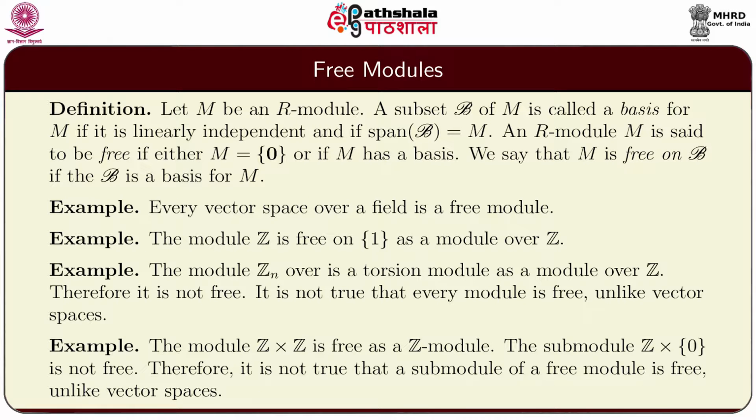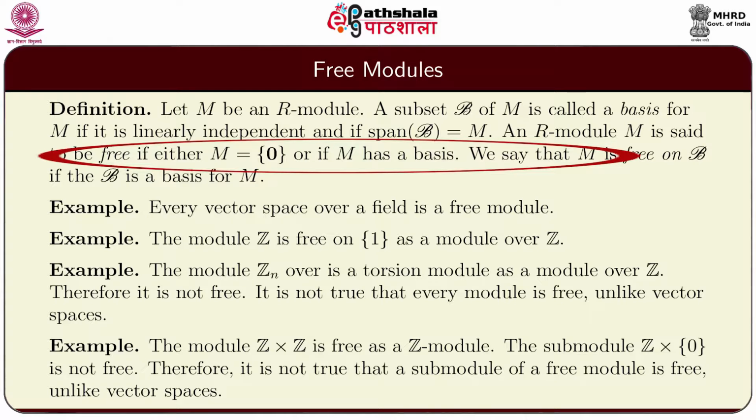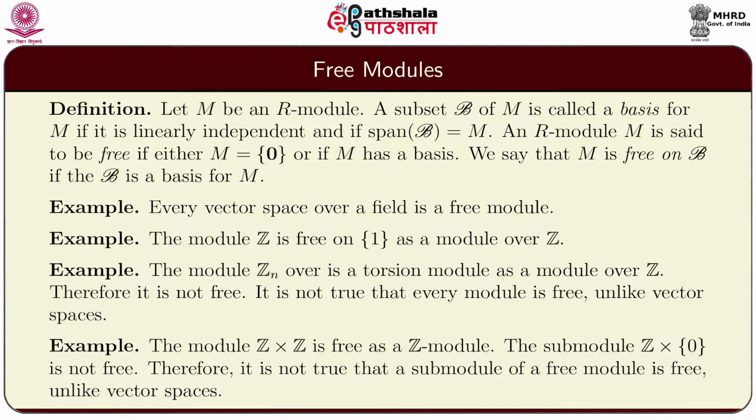Definition, let M be an R module. A subset B of M is called a basis for the module M if it is linearly independent and if the span of B is M. An R module M is said to be free if either M is the trivial module, that is the singleton 0, or if M has a basis. We say that M is free on B if the set B is a basis for M.